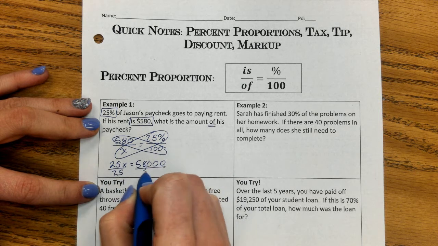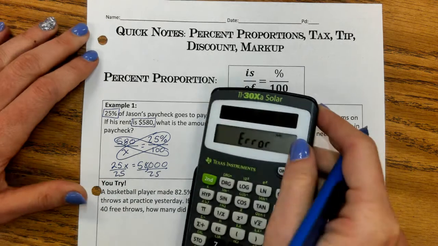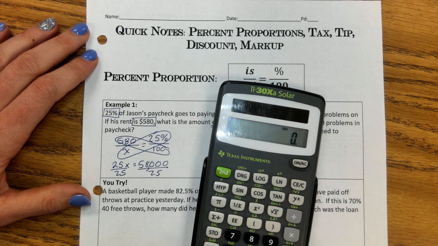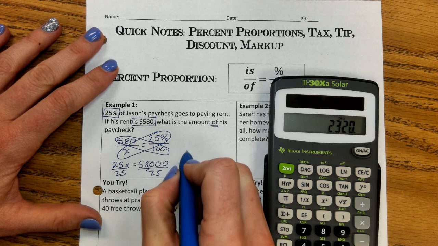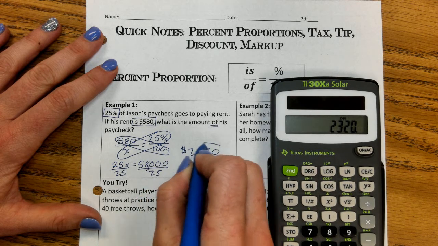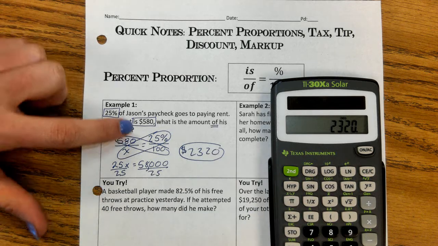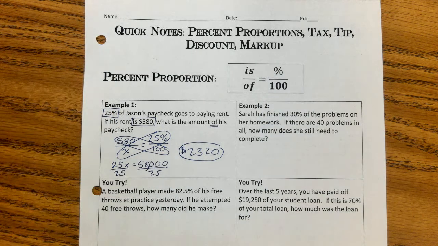Divide both sides by 25. And you get x equals $2,320. So 580 is 25% of 2,320.